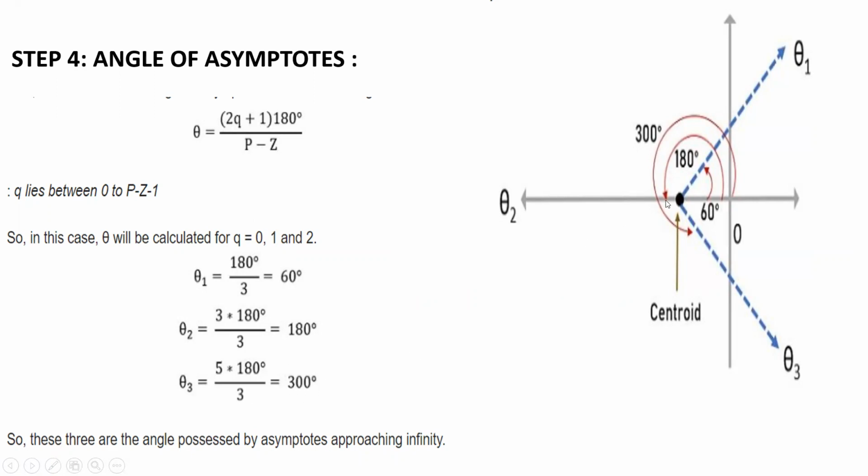So if we plot these lines, we have one line which is 60 degrees. Remember, the positive angle should be measured anti-clockwise. So we have a 60-degree line over here, which is one of the asymptotes, another line which is 300 degrees, and another line which gives us 180 degrees. So these three are the asymptotes.